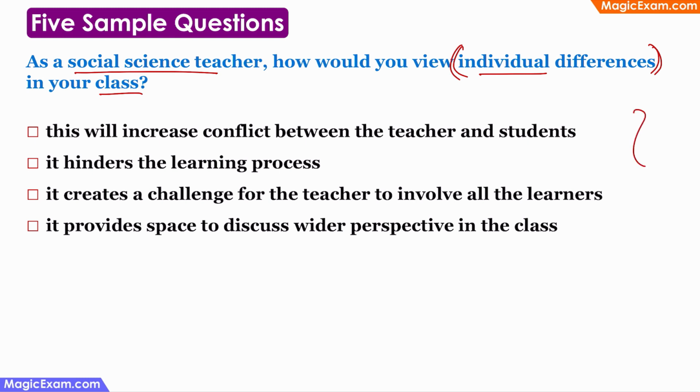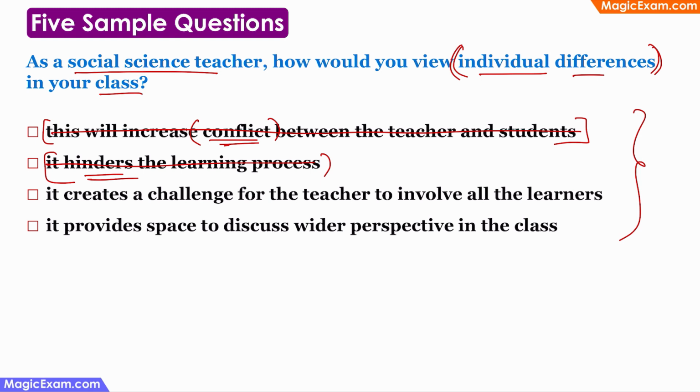For example, when we look at all the four options, the first one says this will increase conflict between the teacher and students. So this is a negative statement. And yes, these individual differences may increase conflict, but as a teacher, you have to learn how to address this conflict. Right? Therefore, this cannot be the correct answer. Next, it hinders the learning process. Now again, this is a negative statement. Therefore, we have to eliminate this because these individual differences do not hinder the learning process. They make the learning process a lot more interesting, enriching.